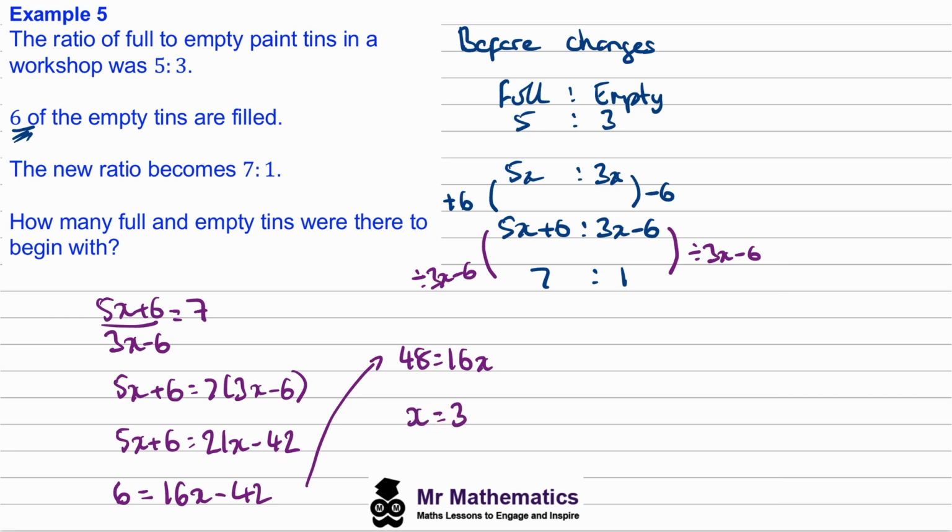So for the total number of full, we'll substitute the 3 into here. And we'll get 15 to 9. So 15 full and 9 empty to begin with.